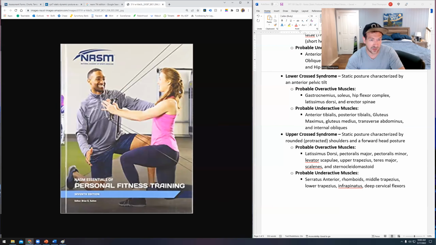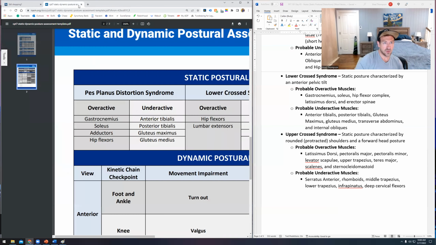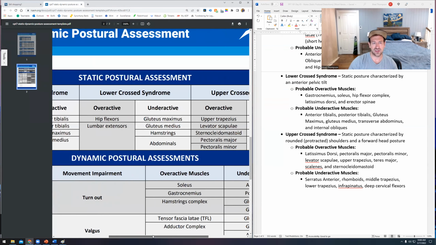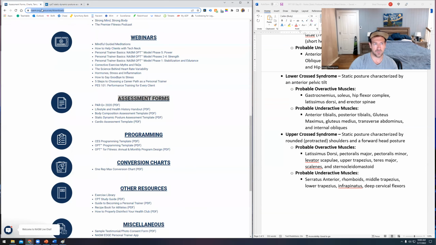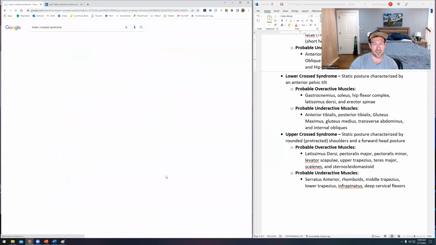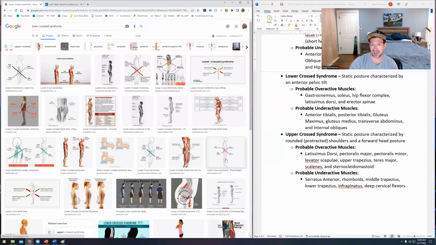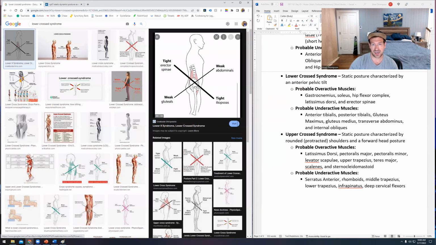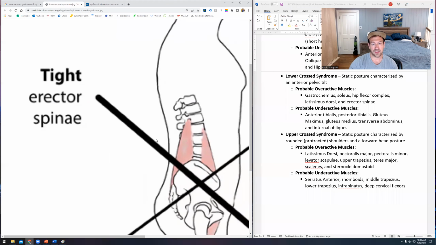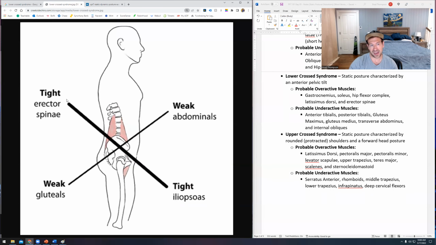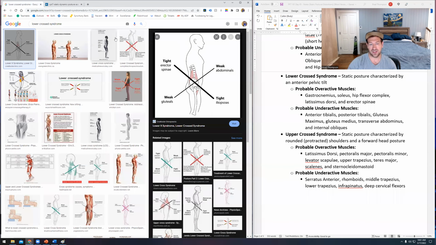In an anterior pelvic tilt where it's very excessive, we call it lower crossed syndrome. It's kind of a weird term for that, but what we mean is that the lower portion of their body is experiencing a cross. There are tight muscles here in the back up high and tight muscles here in the front down low. And the exact opposite is true: we've got weak muscles down low in the back and weak muscles up high in the front. So it makes an X, weak to weak, tight to tight. That's where the nickname lower crossed syndrome comes from.